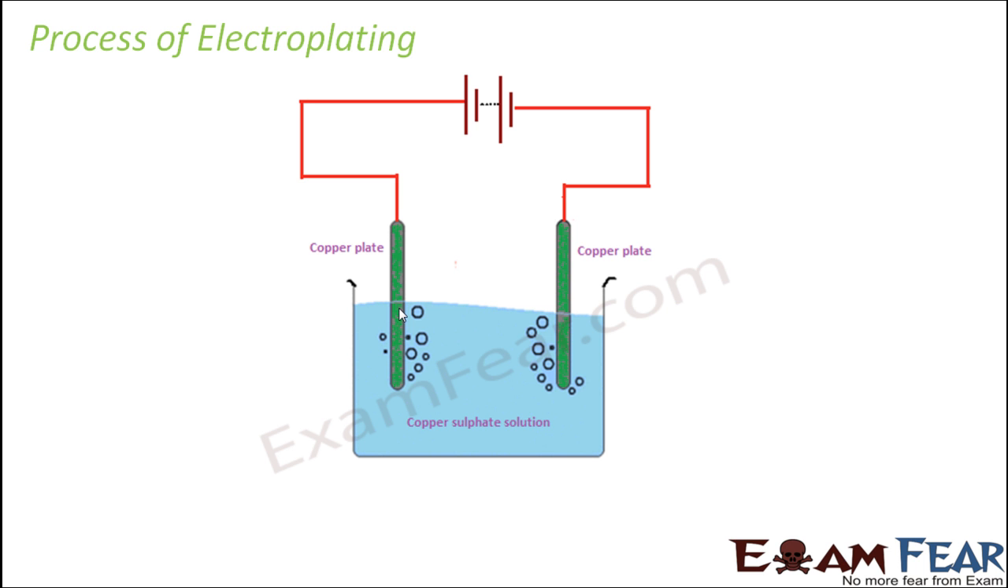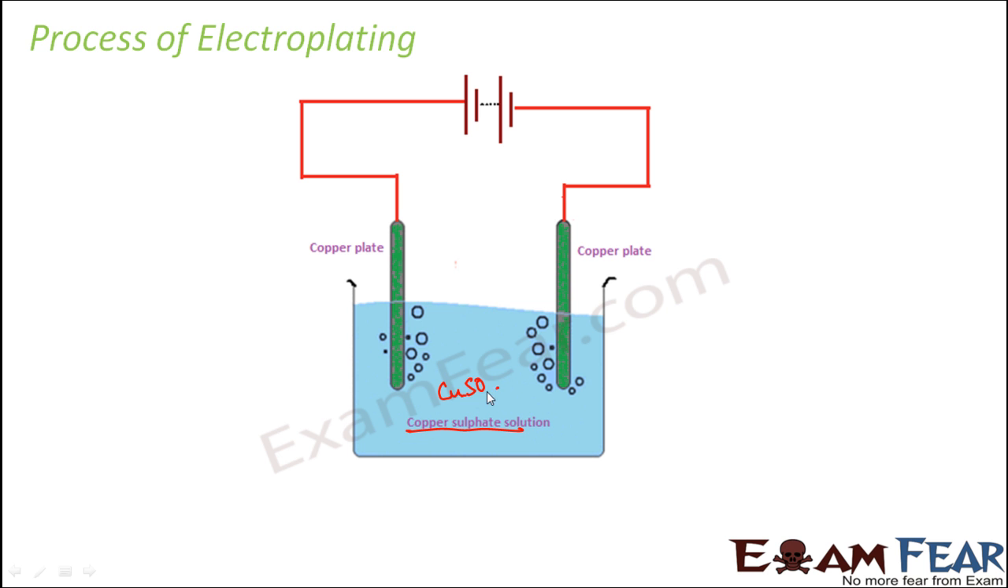Now let us try to see how exactly the process of electroplating takes place. How exactly we provide a coating of one metal over another metal. So let us take the same setup where we have two electrodes. In this case, we have taken both the electrodes made up of copper, and the electrolyte which is used here is copper sulfate.